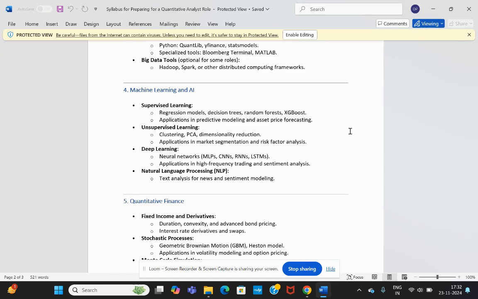In supervised learning, I will give you a detailed description of the regression model, decision tree, random forest, and XGBoost, and their applications in predictive modeling and asset pricing forecasting, how quant analysts use this technique in their day-to-day activities, how to do portfolio optimization, and how to predict bond prices, stock prices, and derivative prices with the help of supervised learning.